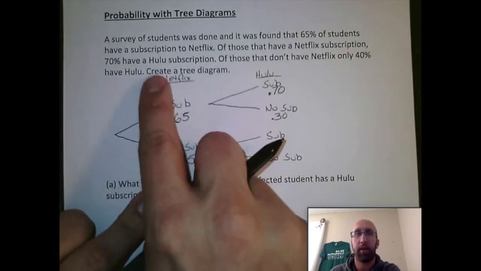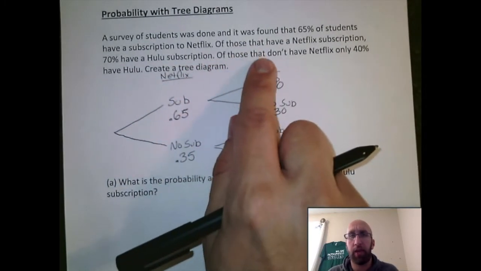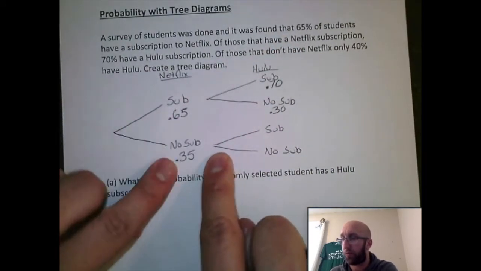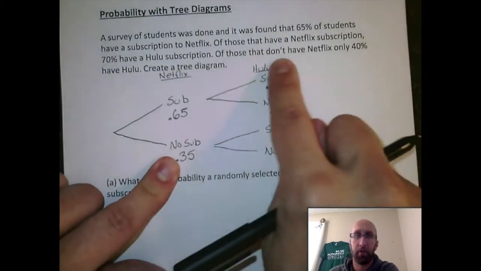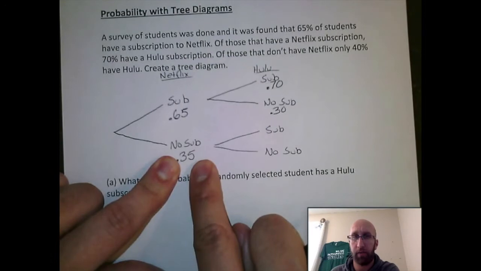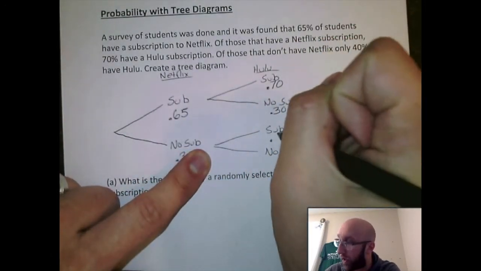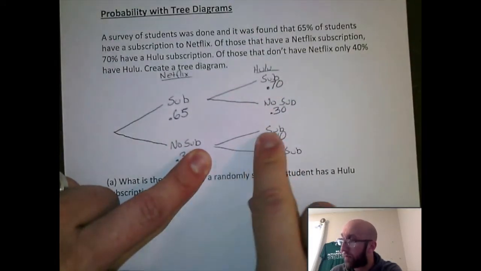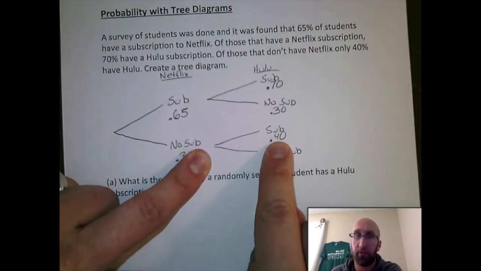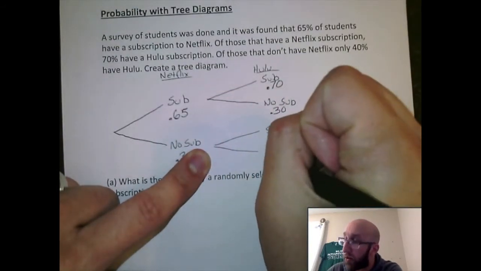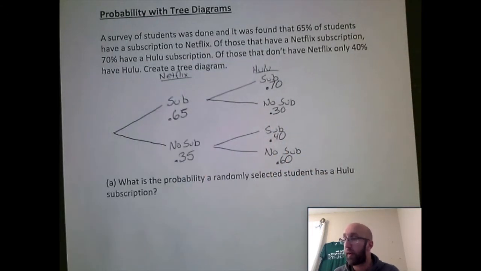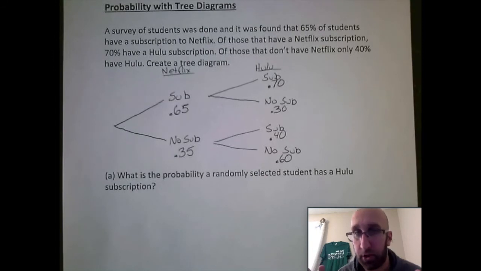Continuing to read. Of those that don't have Netflix, so no subscription to Netflix, we're down here, only 40% have Hulu. So go down the sub for Hulu branch, and that should be 40%. These two branches are connected, so if this is 40%, down here must be 60%, or 0.6. That's a basic setup of your tree diagram.